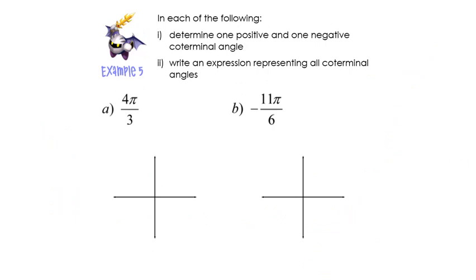Example 5. In each of the following, determine one positive and one negative coterminal angle, and then for part 2, write an expression that represents all coterminal angles. So for A, I've got 4 pi over 3. What I want to do is draw the terminal arm first.